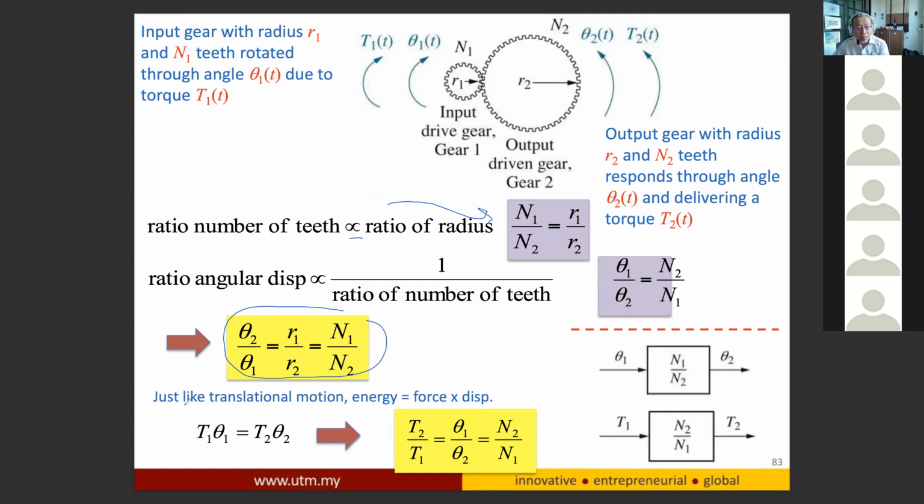Just like translational motion, where energy is equal to force multiplied by displacement, T1 multiplied by theta 1 is equal to T2 multiplied by theta 2. So you get these equations. And this is the block diagram for the bicycle shown at the top. Can you remember this formula?